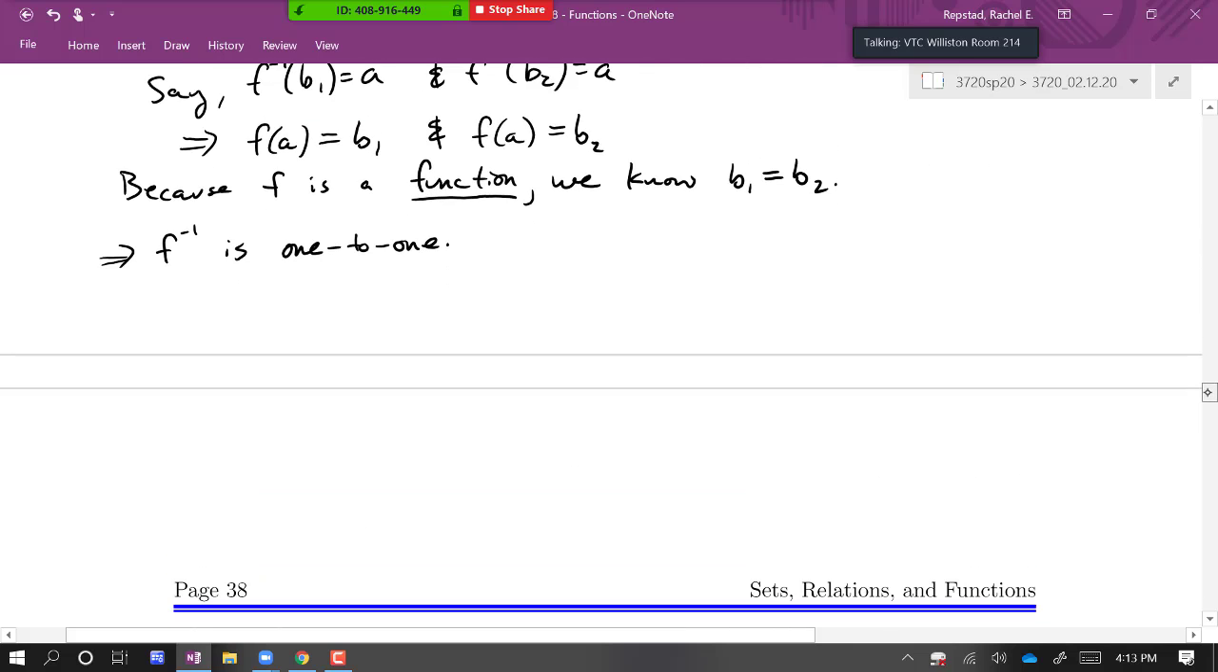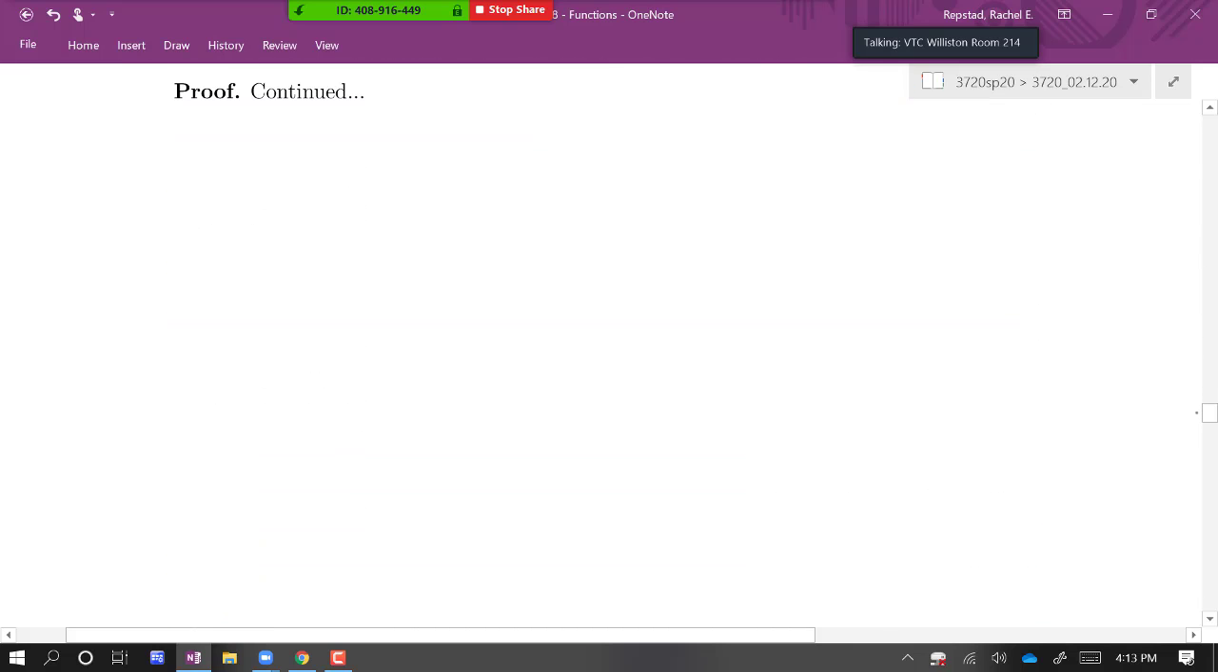So we know that F inverse is 1 to 1, and now the last part of the first part of the proof is that we're going to show that it's onto.